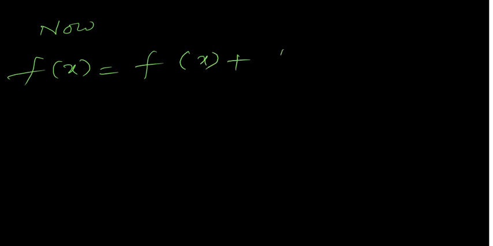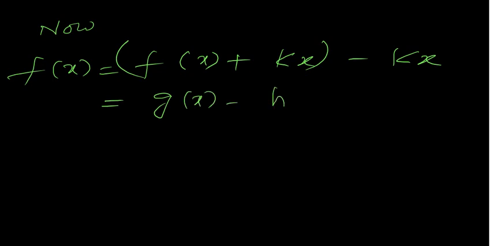Now let's see this. We can write f of x is equal to f of x plus kx minus kx. See these two functions, f x plus kx and this kx. We'll show that this kx is monotonic increasing because k is a positive number and k times x is monotonic increasing. Clearly, now this can be written, this is equal to g of x minus h of x.